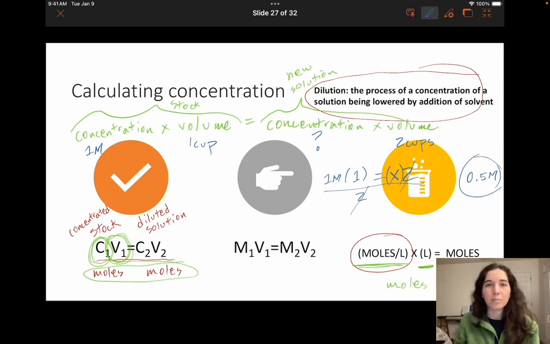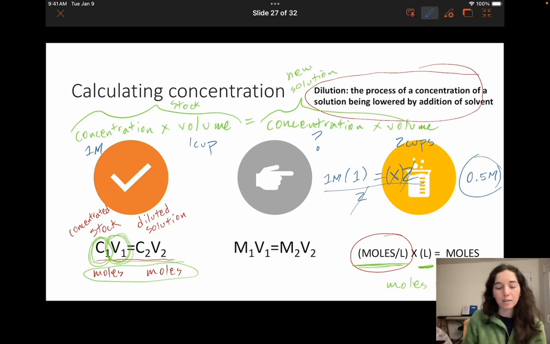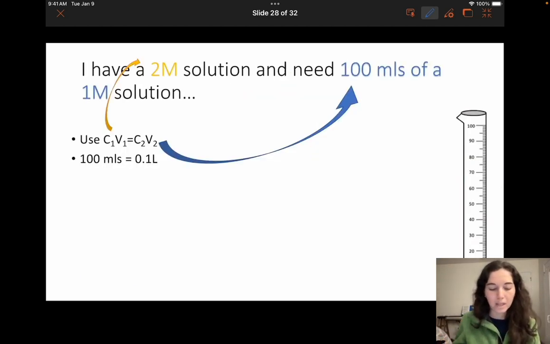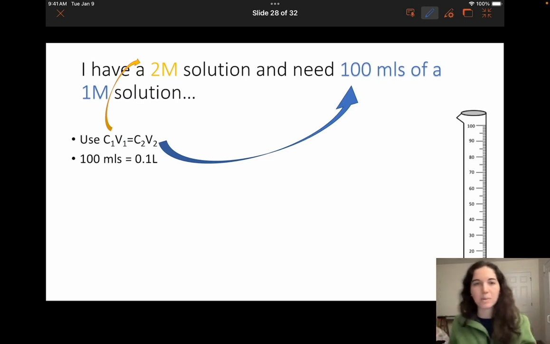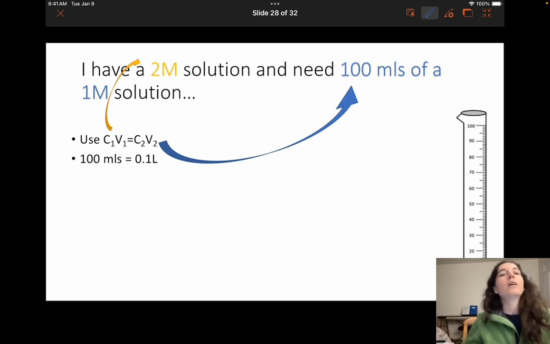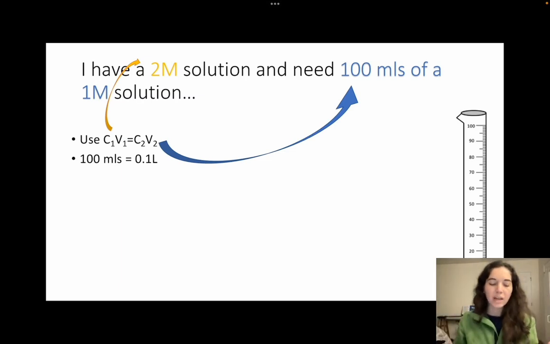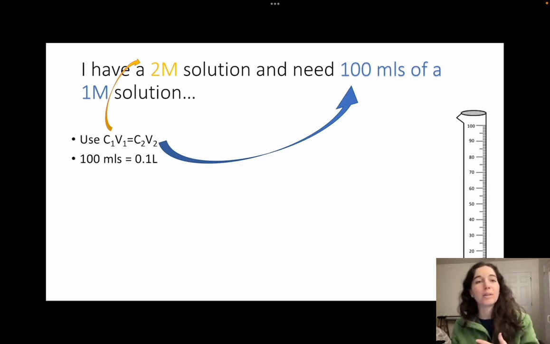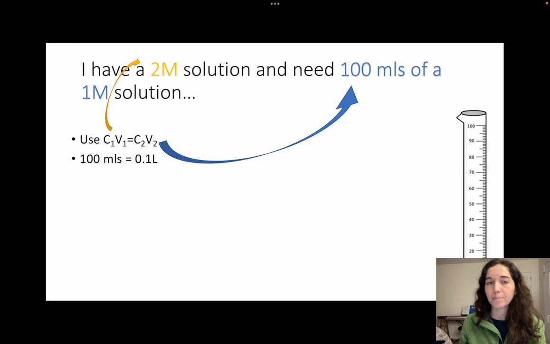Which makes sense, right? We put in double the water, so therefore the concentration should be half as concentrated. Let's take a look at this in a more accurate light in a situation that's closer to a laboratory setting as opposed to cups. Let's look at liters. So say you have a 2 molar solution and you want it to be 100 mils of a 1 molar solution. And we want to find out how we want to make that, right?